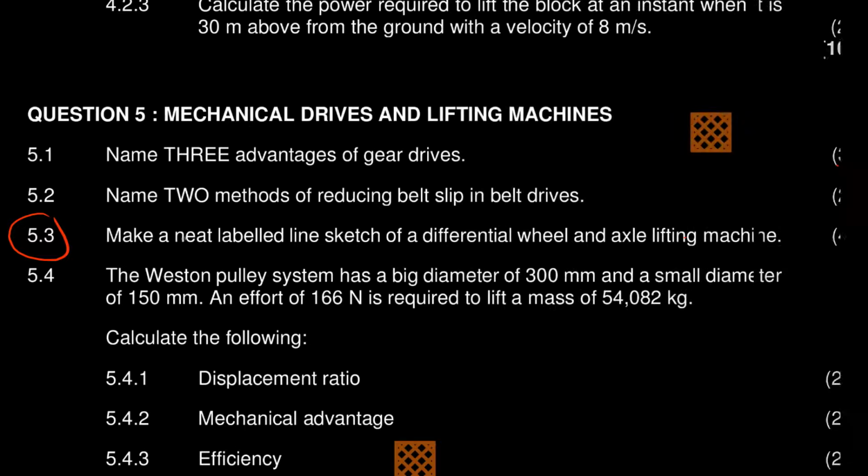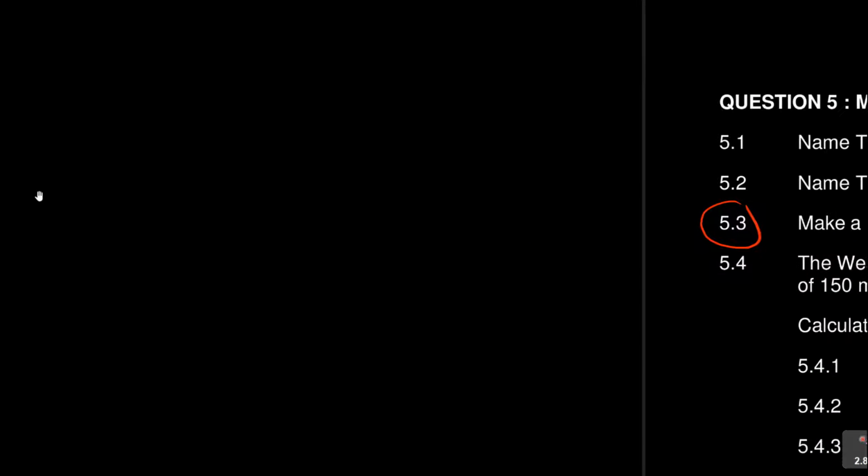5.3 says make a neat labeled line sketch of a differential wheel and axle lifting machine. 4 marks. They usually don't ask this question, but I remember drawing it also in one of my sketches to say take note. A differential wheel and axle mustn't scare you. You just draw something like this.